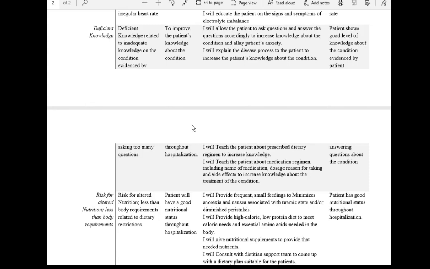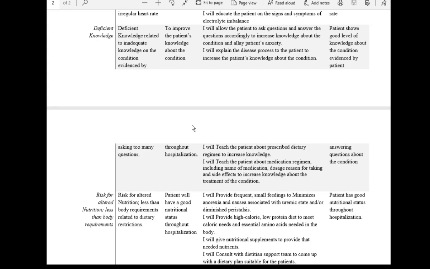medical regimen, including name of drug, dosage, reason for taking, and side effects, to increase knowledge about the treatment of the condition. So here you find that I have to explain to the patient about the medication, the type, the name, the dosage, the reason for taking, and the side effects, so that they are aware and they know the type of medication they're taking. Having implemented these interventions, now we are going to evaluate our patient.